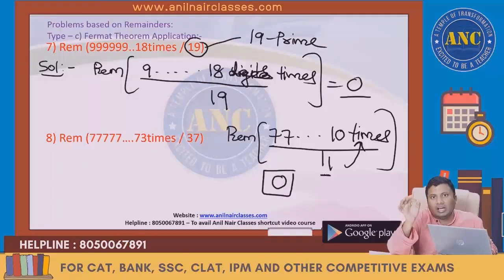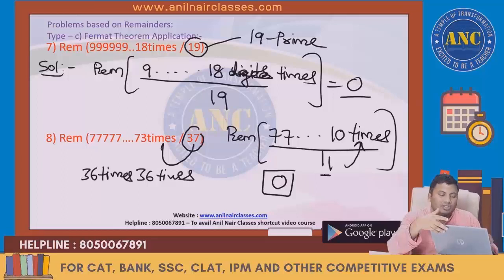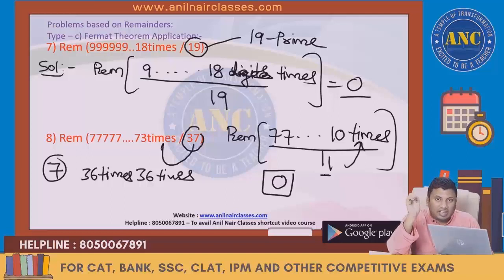Any single non-zero digit written p minus 1 times is always divisible by p if p is prime. This is 37, so this should be 36 times. For 36 times the remainder is 0, and for any multiple of 36 it is also 0. The remaining part is 7, written 73 times.